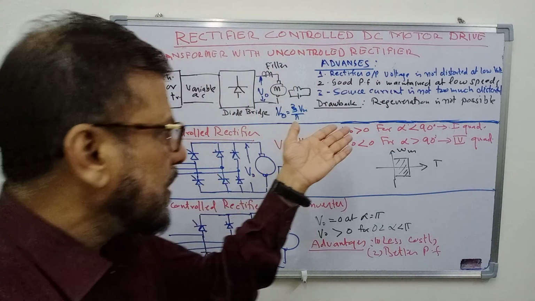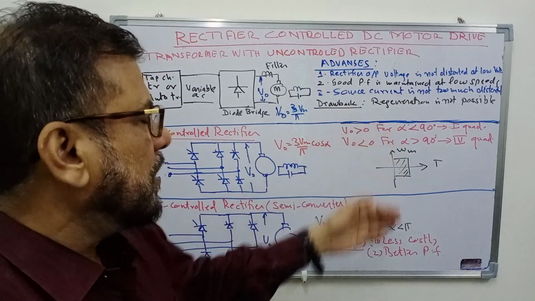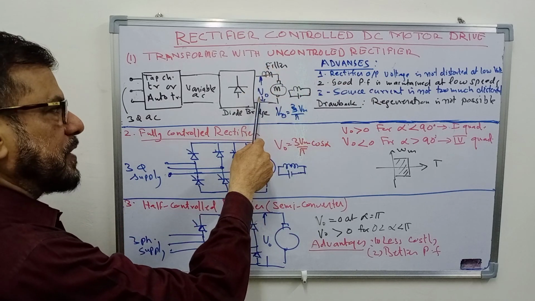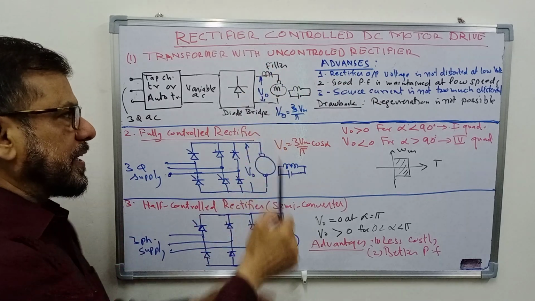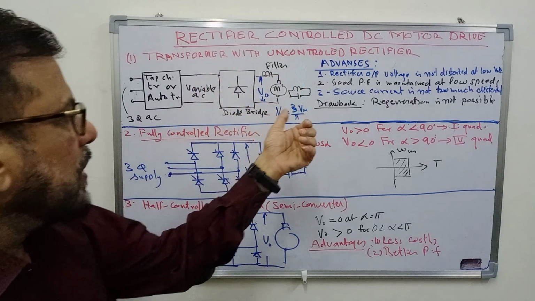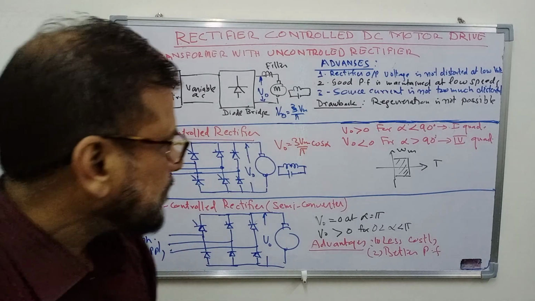The drawback, you can see here, is that regeneration is not possible. Current cannot flow in the reverse direction. Voltage also cannot become negative. So power cannot flow from the motor to the supply side. Power can never flow in the reverse direction, so regeneration is not possible in this case.